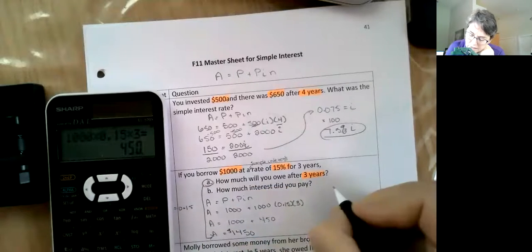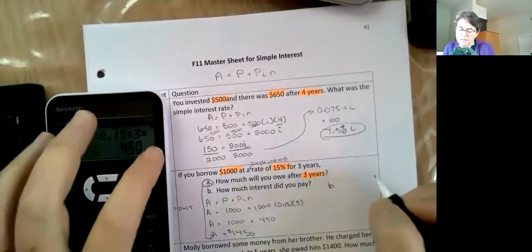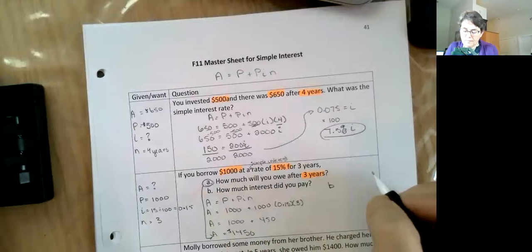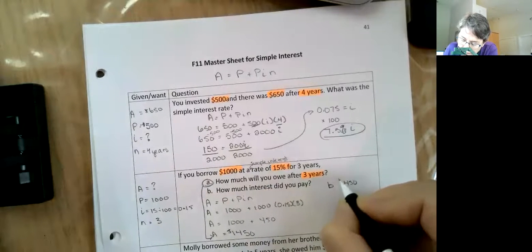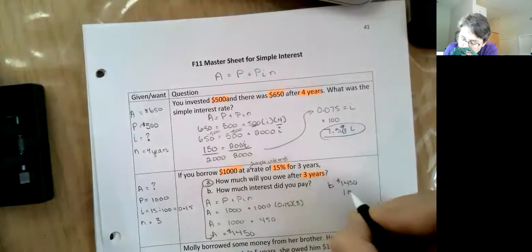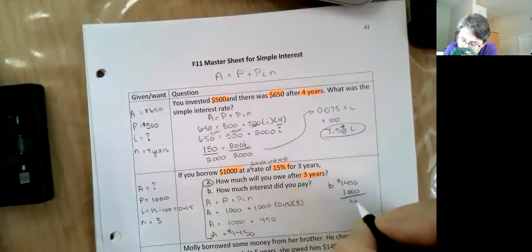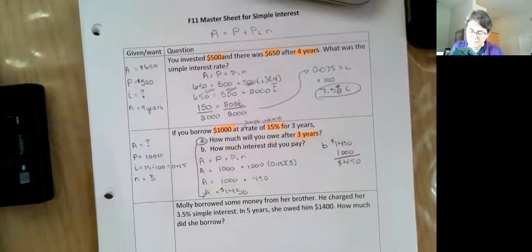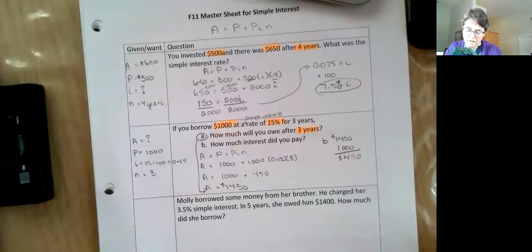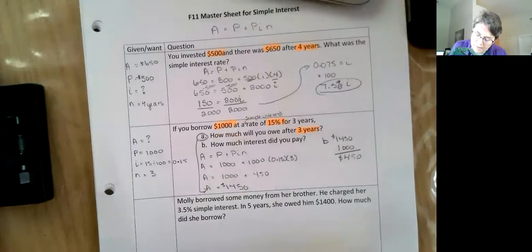Now B, how much interest did I pay? Well, I ended up paying $1,450, and I borrowed $1,000. And there we go. Okay, next one. Halfway done.